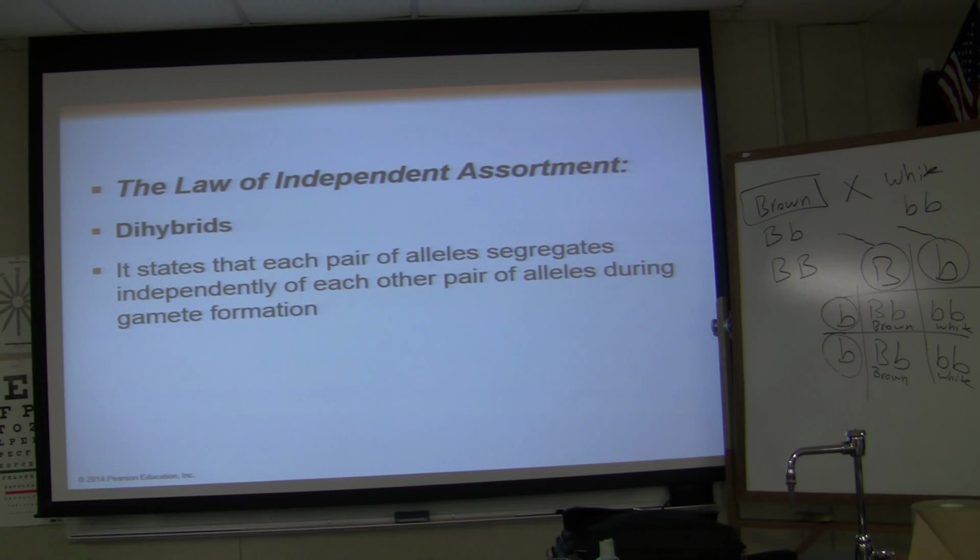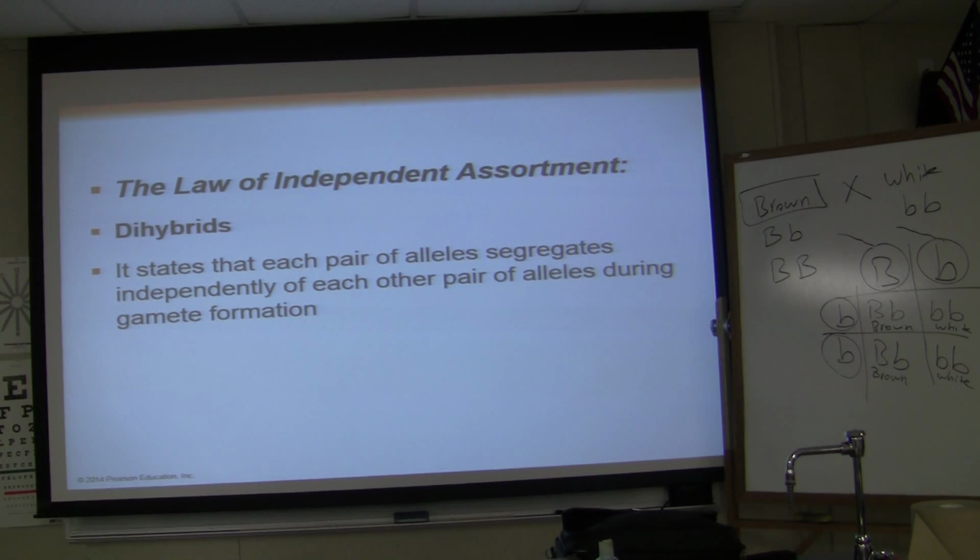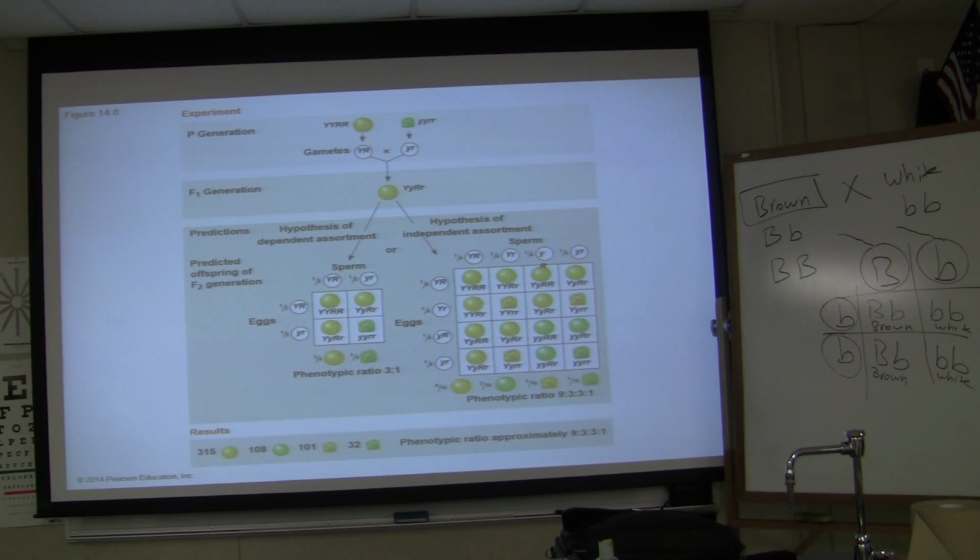Okay, it states that each pair of alleles segregates independently. Each pair, that's a pair, isn't it? A coin is a pair, head or tail, that's a pair. Last time I checked my vocabulary. A pair of alleles segregates independently during gamete formation. Okay, so here it is. You should be able to do this during the exam. Last semester, I gave it in an exam, and only one student got it right. I don't know why.